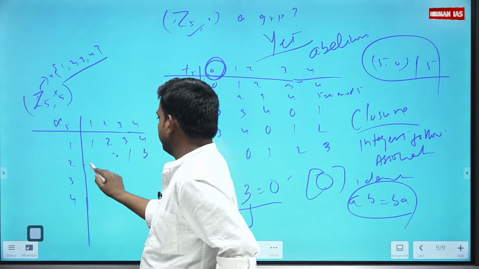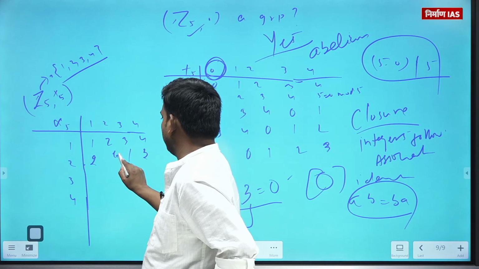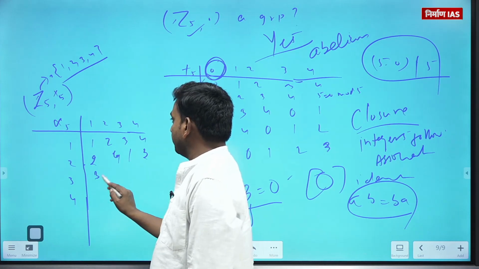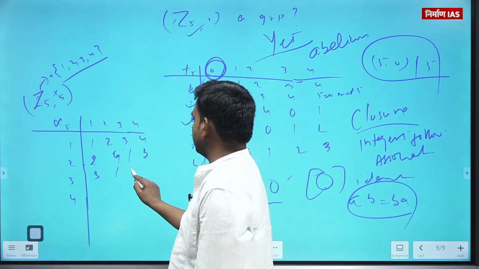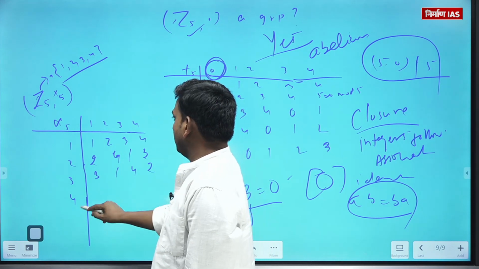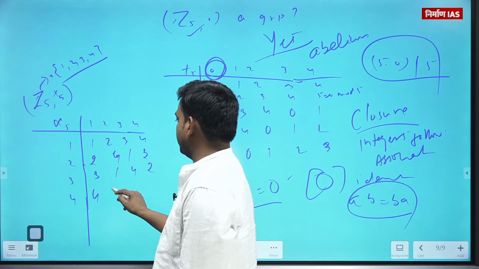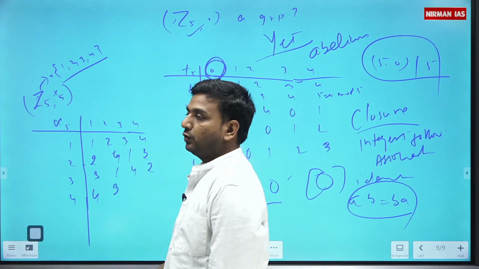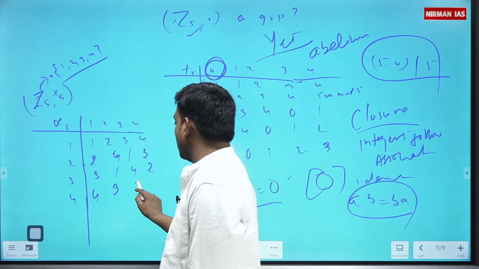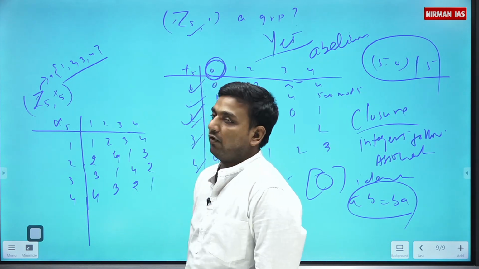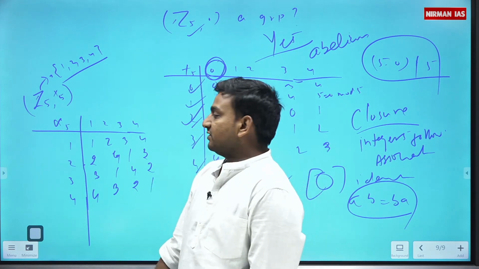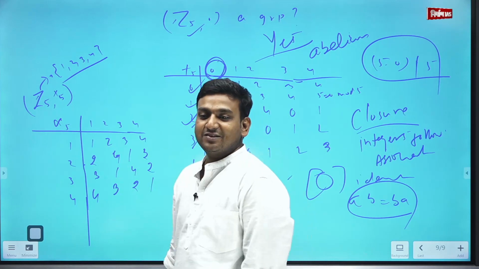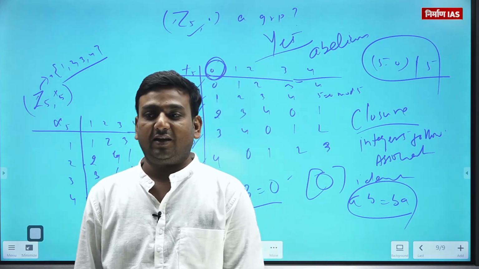2 times 1 is 2, 2 times 2 is 4. 3 times 1 is 3, 3 times 2 is 6. 3 times 3 is 9, 3 times 4 is 12. 4 times 1 is 4, 4 times 2 is 8, and 8 in modulo 5 is 3. 4 times 3 is 12, and 12 in modulo 5 is 2. 4 times 4 is 16, and that is 1. Again, I will say these are not simple numbers, those are classes actually.